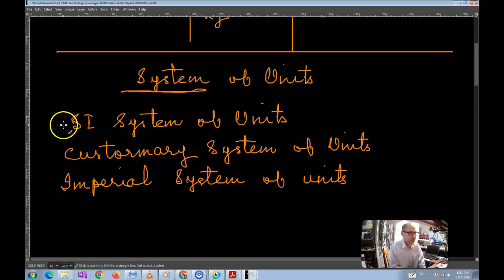We have the SI system of units that we use in mathematics and essentially all the problems that we solve in mathematics. We have the customary system of units, which is used mainly in the US, and we have the imperial system of units, which is mainly used in the UK. But these two we are not going to use right now. Later on we will use them in physics.